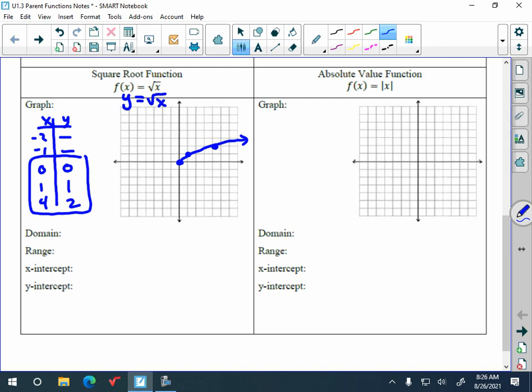So it's kind of like a ray. It has an endpoint and an arrow going off in the other direction, but it's a curve. It's not a straight line ray. It has a curve to it. So the shape, kind of think of it like that. The square root has an endpoint, so that's our starting point. It starts at 0, 0, and then goes off and to the right.